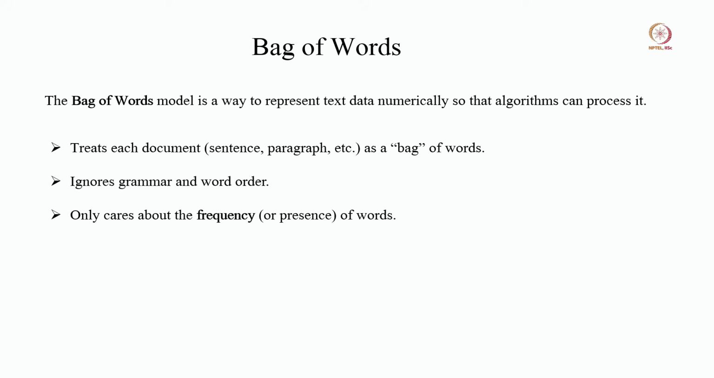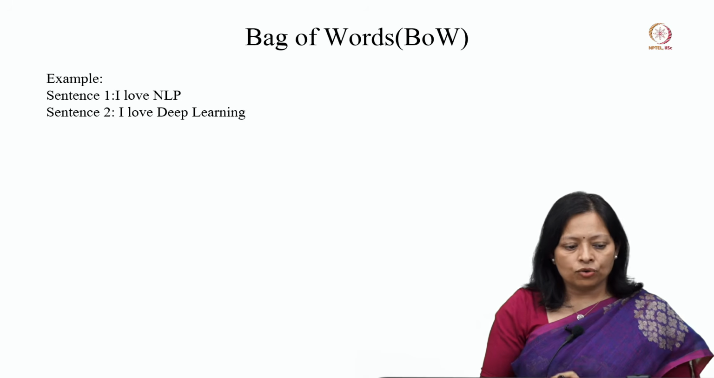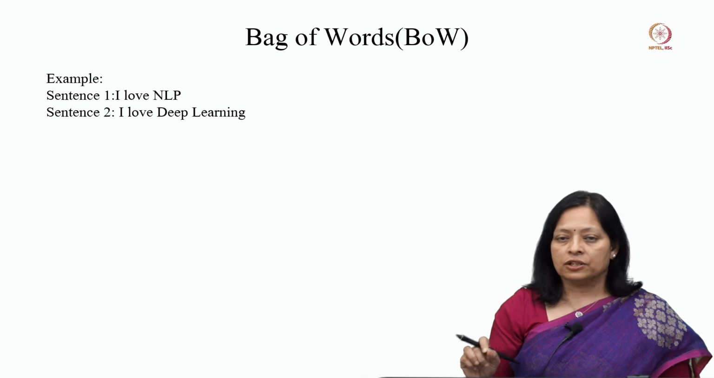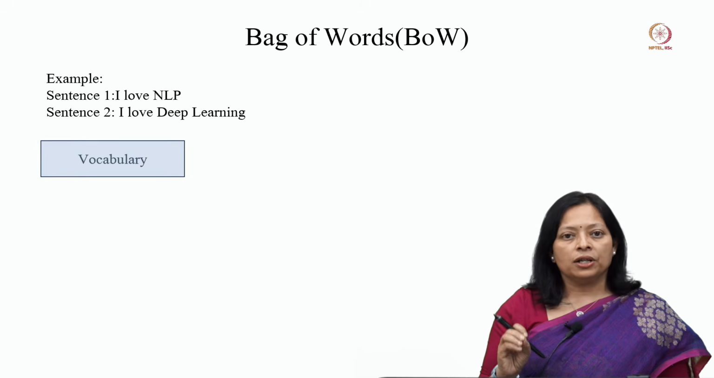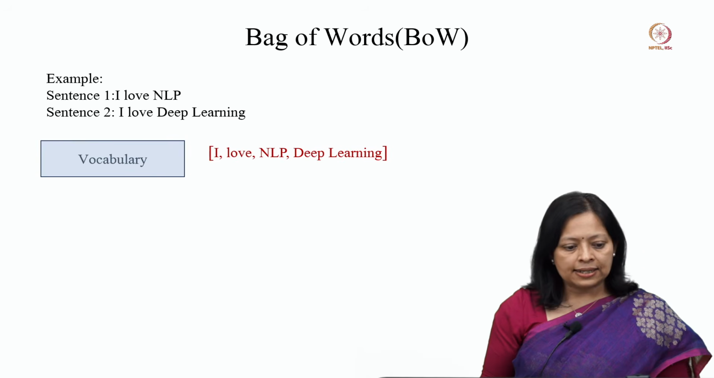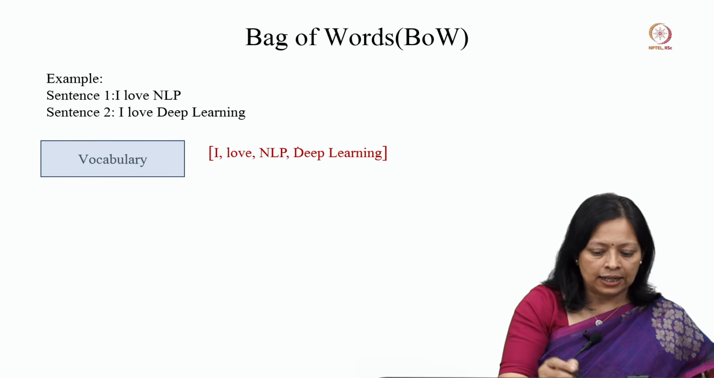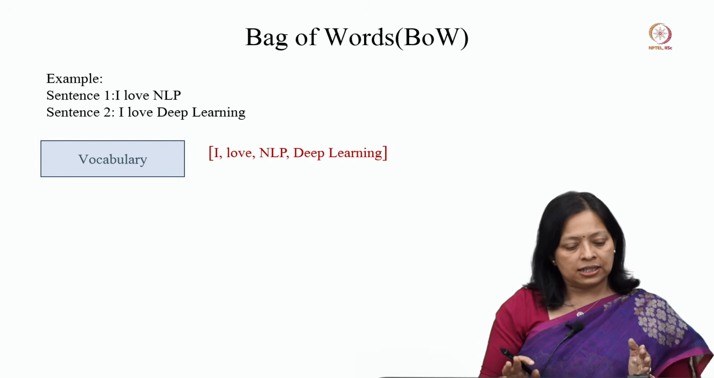It cares about two things. One is the frequency at which the words are getting used in that sentence or paragraph, or the presence or absence of that word. Okay. So, we will have a look into some examples of bag of words. So, we have two sentences. I love NLP, that is my sentence 1, and I love deep learning, which is my sentence 2. Now, my vocabulary, which is a collection of the unique words in sentence 1 and sentence 2, consists of I, love, NLP and then deep, learning. So, these 5 words constitute my vocabulary.